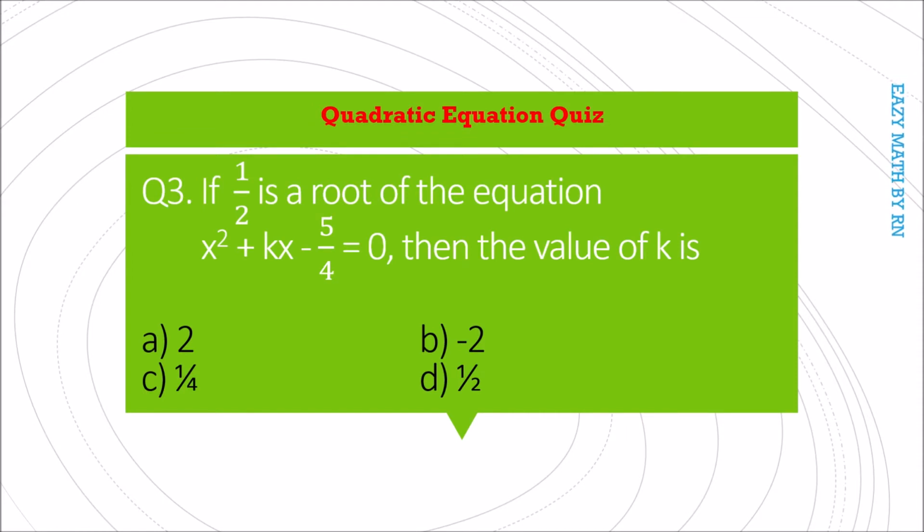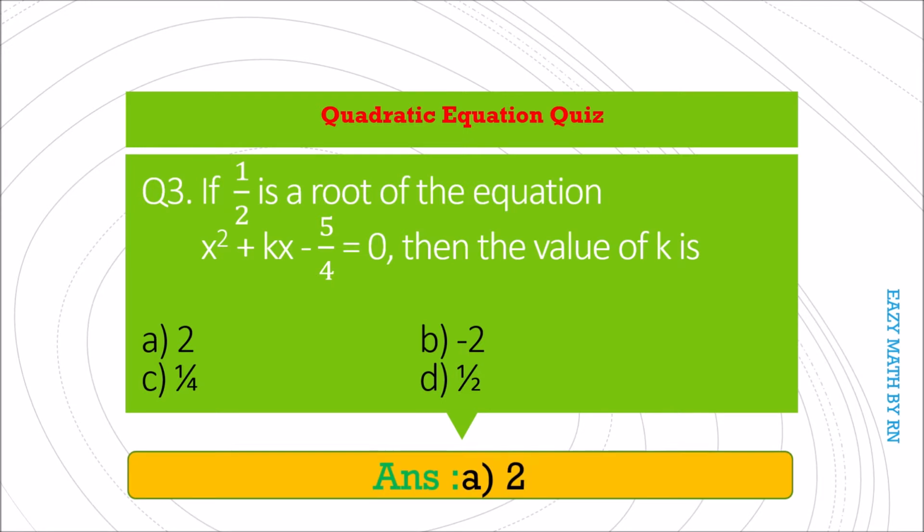The third question says, if 1 by 2 is the root of the equation x square plus kx minus 5 by 4 equals 0, then which of the following will be the value of k? 2, minus 2, 1 by 4, or 1 by 2? The correct answer is A, 2. Let's see how we get there.